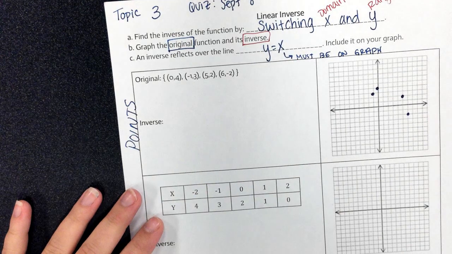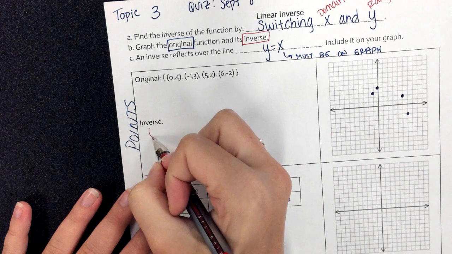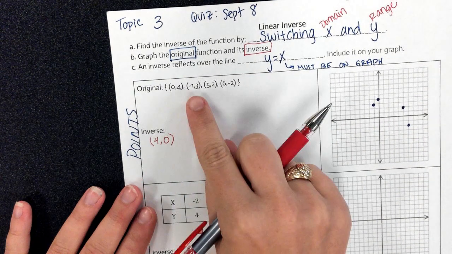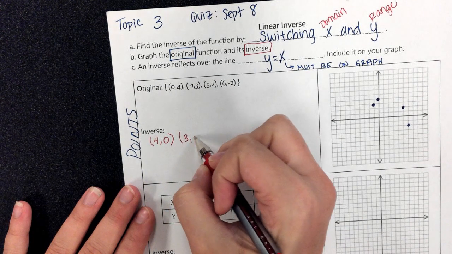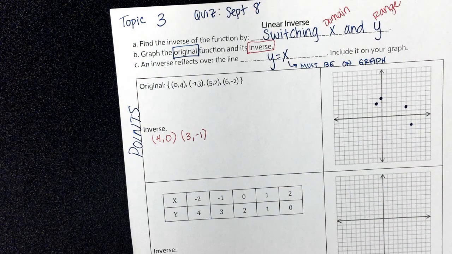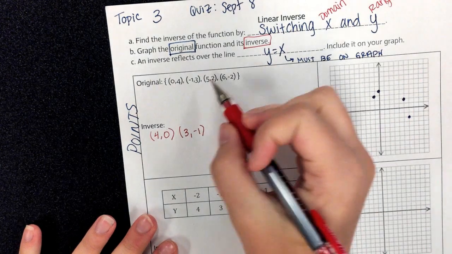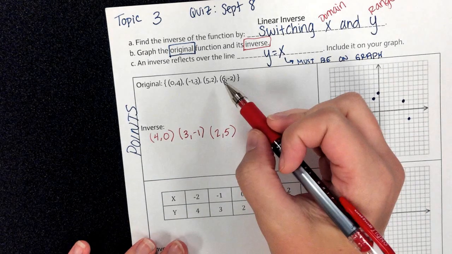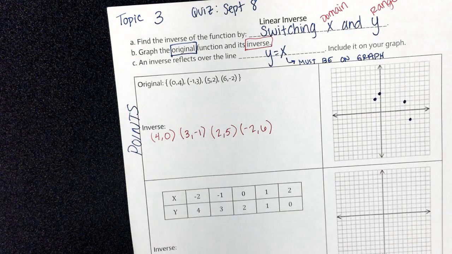So y, x. Getting your colored pencil. Instead of 0, 4, my first point will be 4, 0. Instead of negative 1, 3, my point will say 3, negative 1. Very good. My negatives never changed. It's stuck to the number. Okay? Instead of 5, 2, I now have 2, 5. And instead of 6, negative 2, I now have negative 2, 6.